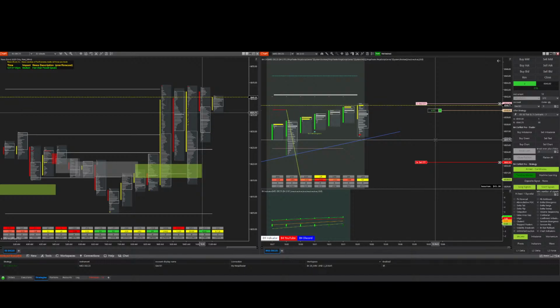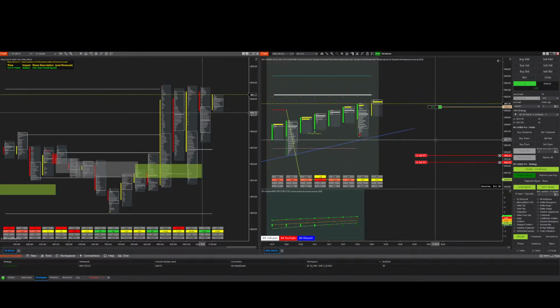Guys, again, this is not trading advice. Everything this order is filled for is educational purposes only. You'll have to trade at your own risks.